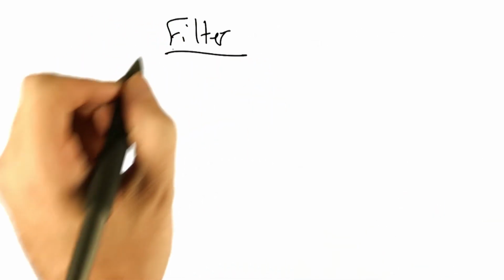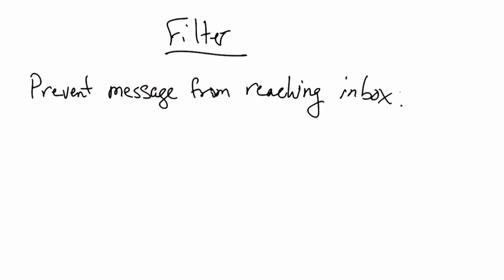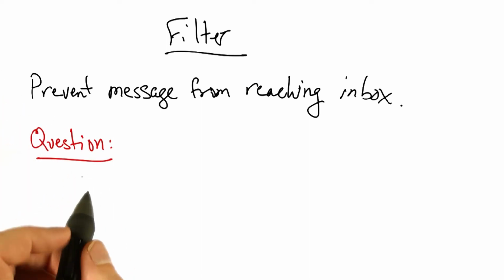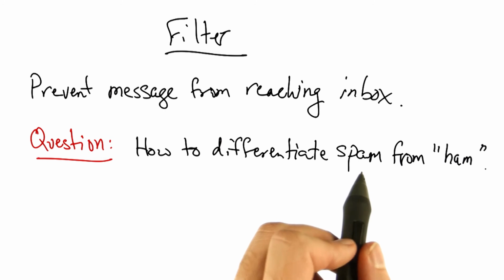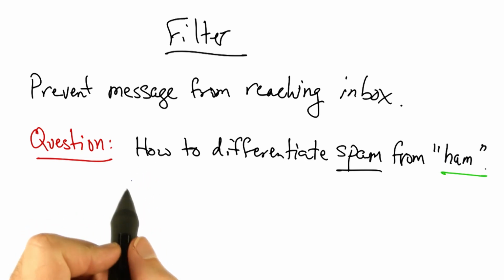A common approach for getting rid of spam messages is to filter. In other words, prevent the message from reaching the user's inbox in the first place. Now, this begs the question of how to differentiate spam or the bad messages from ham or the legitimate messages. There are 3 different ways to construct filters.